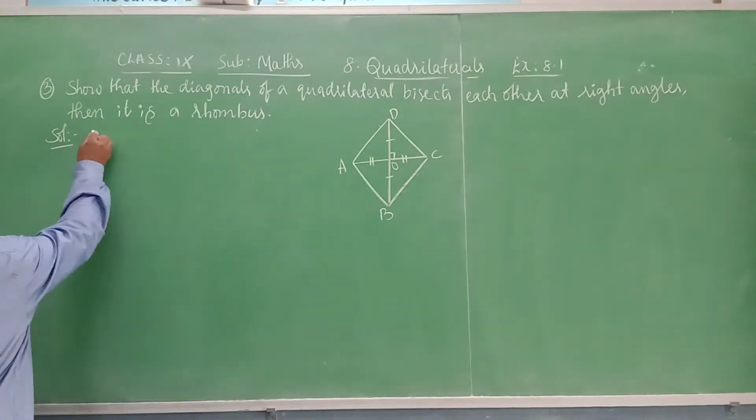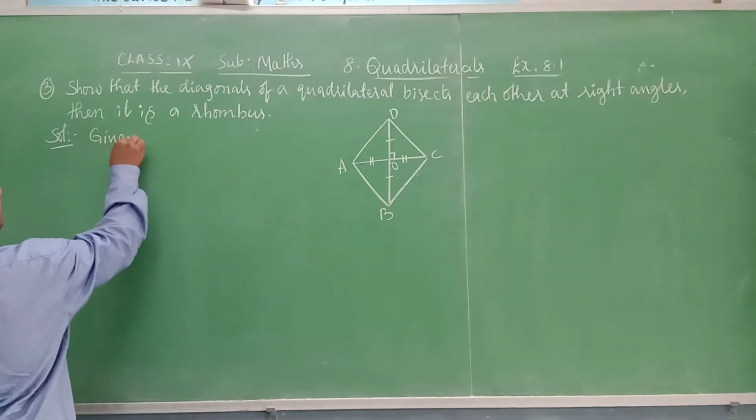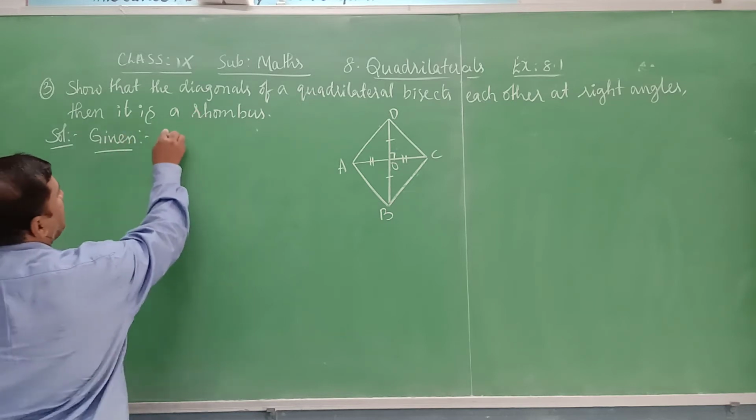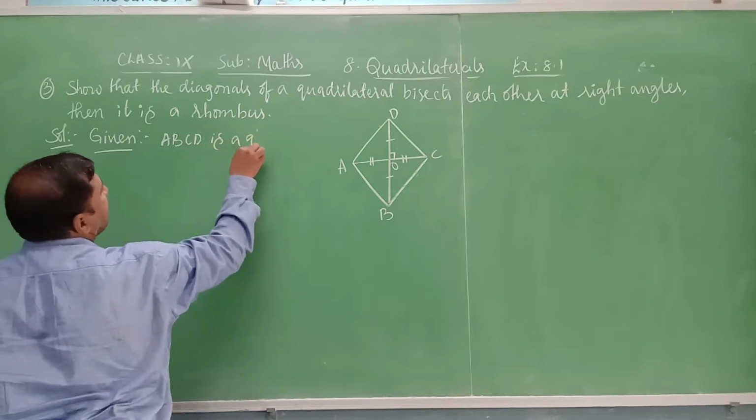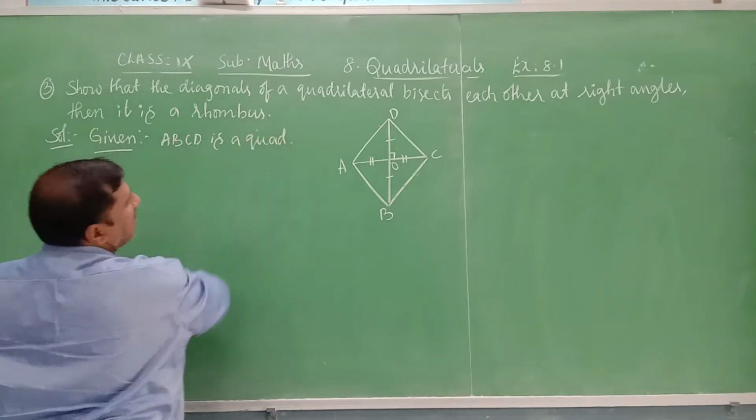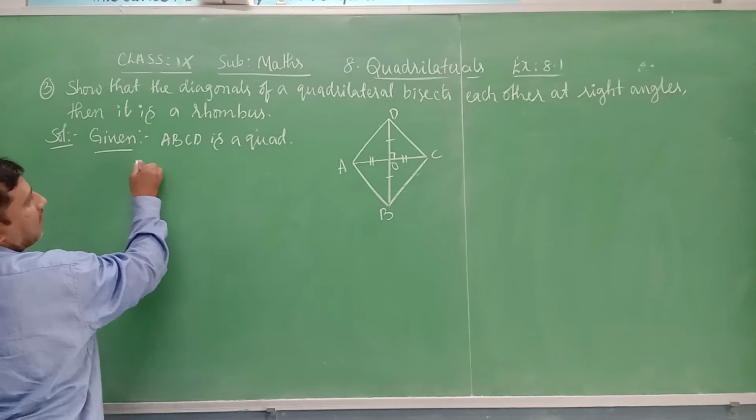So now what is given here in this question? ABCD is a quadrilateral in which what are these?